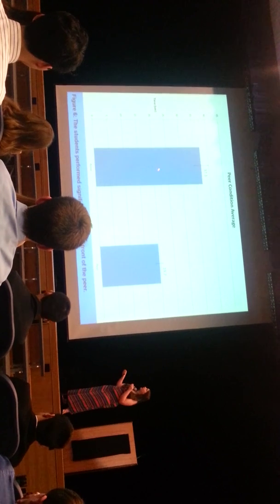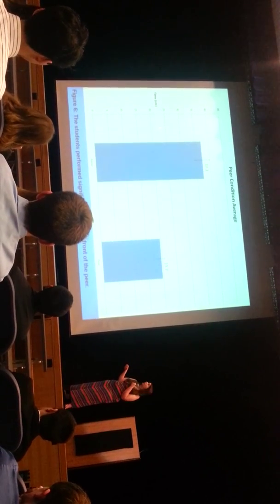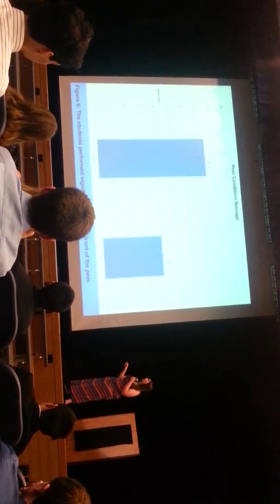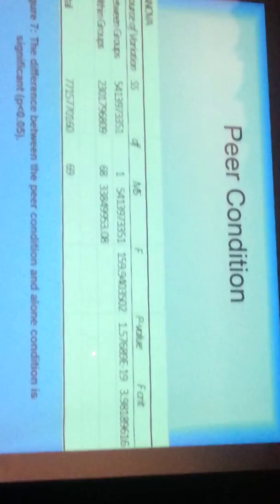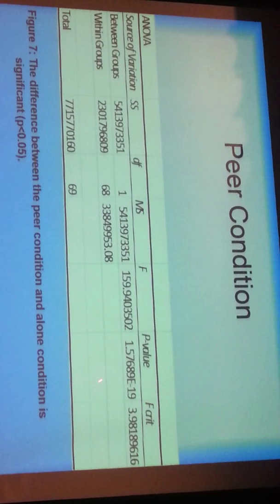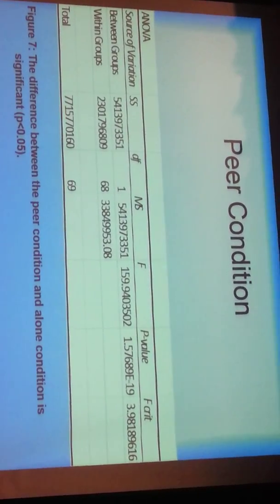As well as the peer condition, you see that on average it took about 37.3 seconds to take it alone, as opposed to when you put the peer in front of them, it was 19.7 seconds to take the test. So as you can see, the value was less than 0.05, so this was statistically significant.